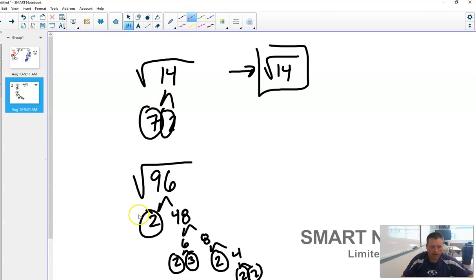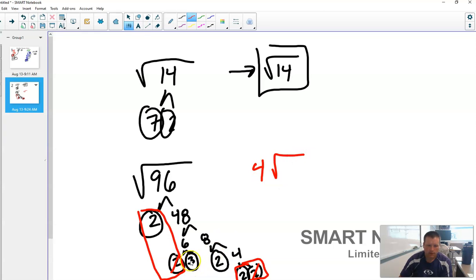Now I'm going to pair them up. I've got these 2 can pair up. I've got these 2 can pair up. And then these 3 and 2 can't pair up. You get rid of one of each pair, and those 2s go on the outside and multiply, which gives me 4. And then on the inside, I've got this 3 and the 2, which multiply to give me 6. So that's what I get from there.